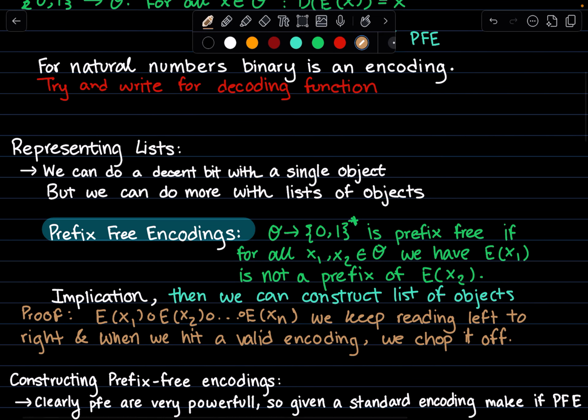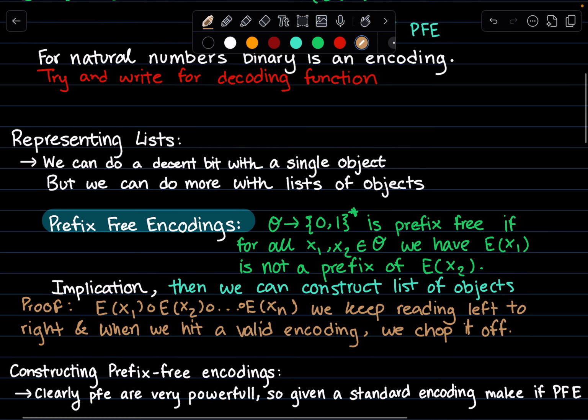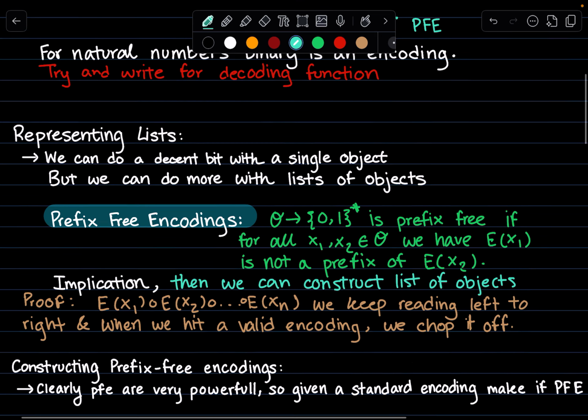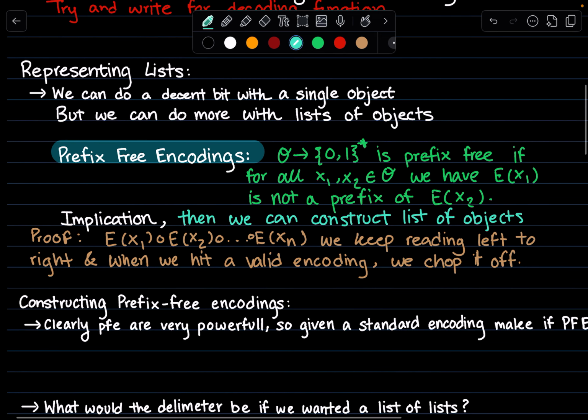We have encoding functions, which are defined based on decoding functions. They have to be one-to-one. Prefix-free, your encoding should not be a prefix of another encoding. And this gives us a really easy way to make lists. So this is showing us that prefix-free encodings are really powerful. So maybe there should be a way to get a standard encoding and make it prefix-free. And the algorithm for that is actually pretty easy.